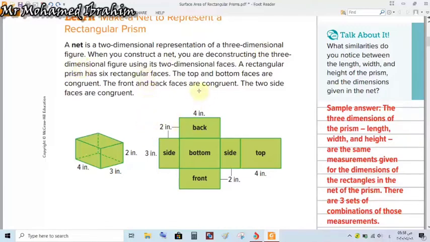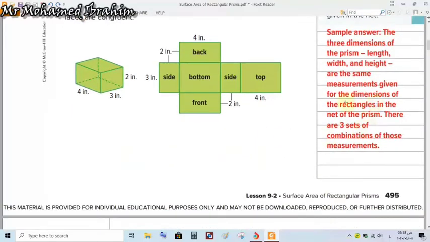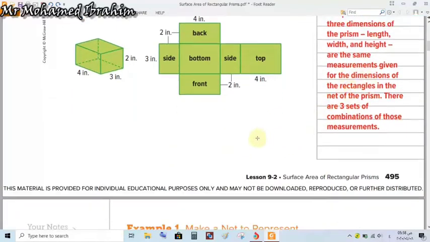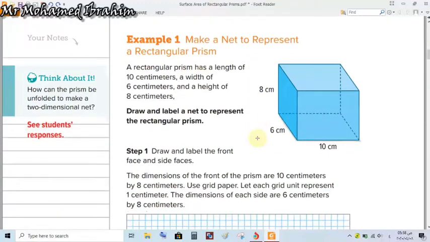Our main topic in this lesson: I already solved them for you, this is my answer in red. But how do we find the surface area of any rectangular prism? You know that the rectangular prism has 6 faces. Count with me: 1 and 2, 3 and 4, 5 and 6. So there are 6 faces.